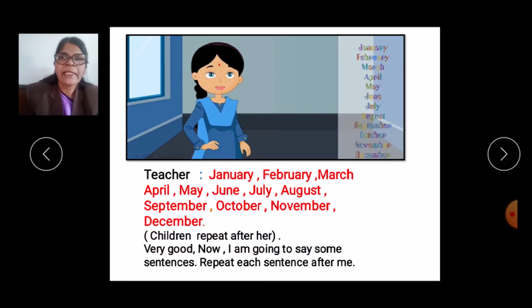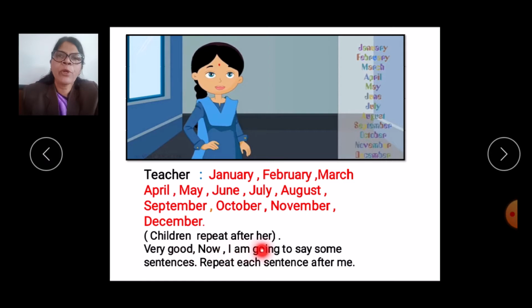I am going to say some sentences. Repeat each sentence after me. Children, please put your finger. Teacher: January, February, March, April, May, June, July, August, September, October, November and December. Children repeat after the teacher. Madam says, very good.